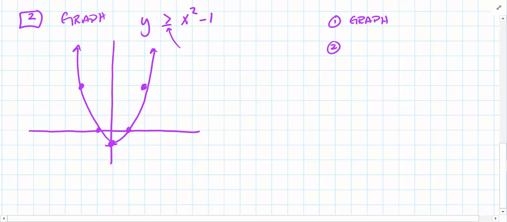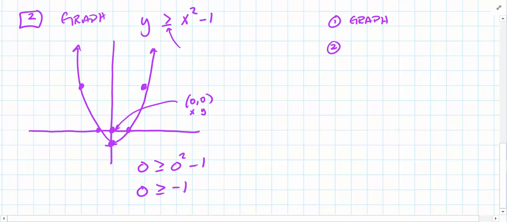Okay, then since I don't have a line anymore, I have a parabola, I'm actually going to take a test point. And the easiest test point to test is the origin. And we're going to test 0, 0. So I'm going to go ahead and test 0, 0 into my inequality and see what kind of statement I get. So I would get 0 is greater than or equal to 0 squared minus 1. So 0 is greater than or equal to -1.